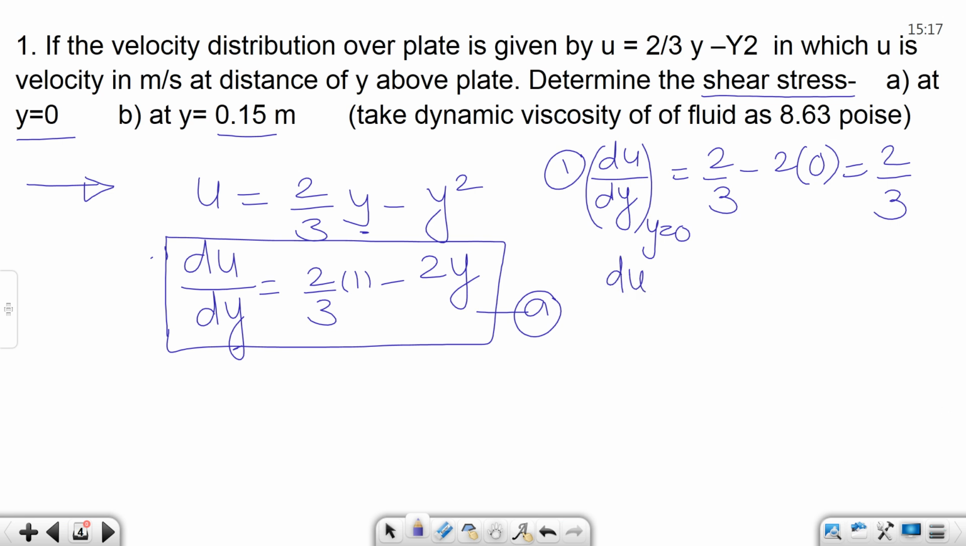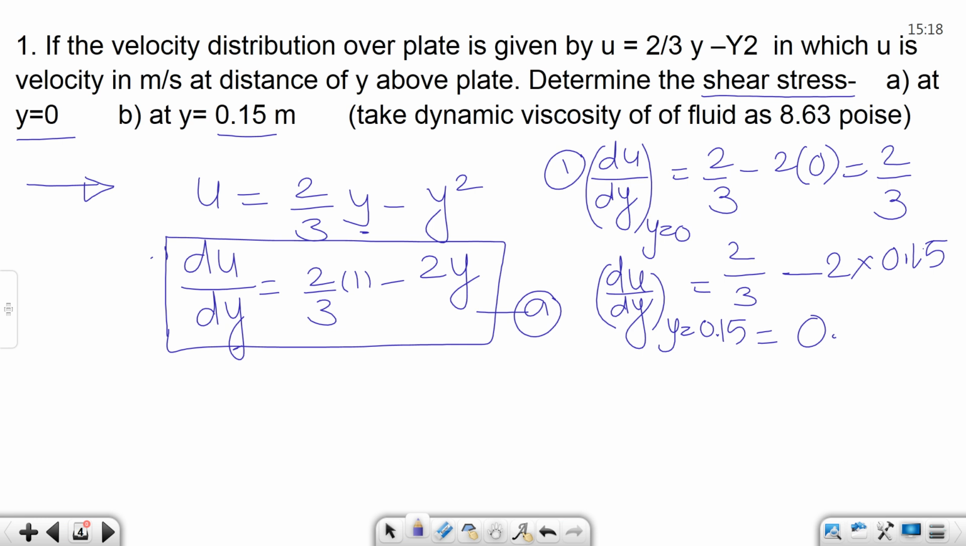Similarly, I'll find out the value of du by dy for y is equal to 0.15 meter. Same equation A, put the value of y, that is 2/3 minus 2 into the value of y. Y is now 0.15. So it will be 2/3 minus 0.3. So I'll get the answer as 0.367.